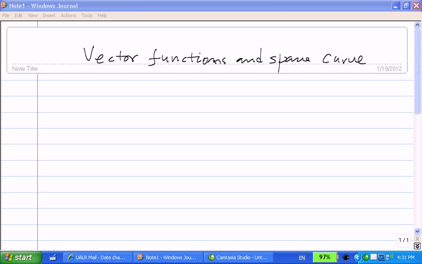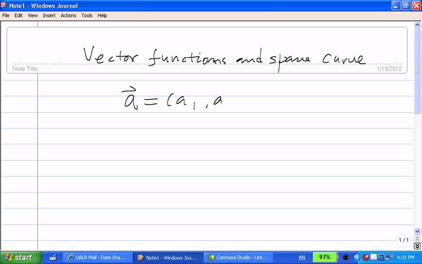Okay, in this section, we will learn vector functions and space curves. Before that, let's recall what a vector is. Say a is a vector with 3 components, a1, a2 and a3. This is a constant vector. Today we are going to learn vector functions.